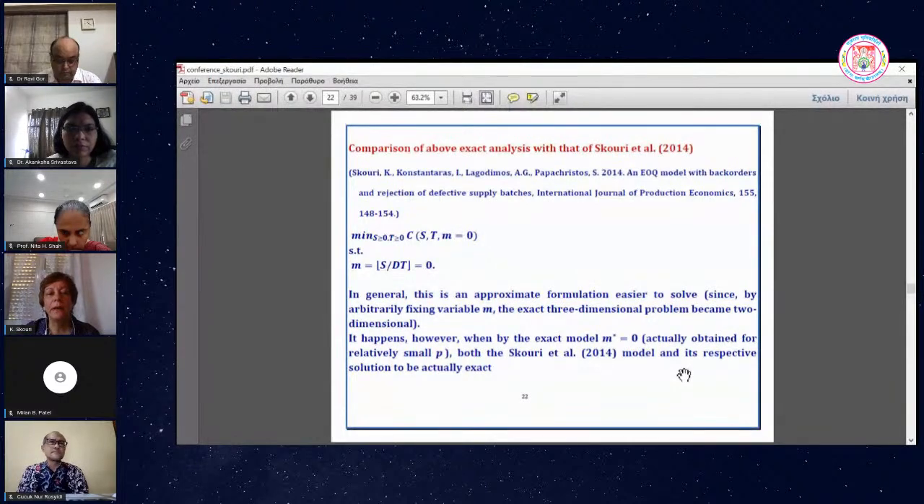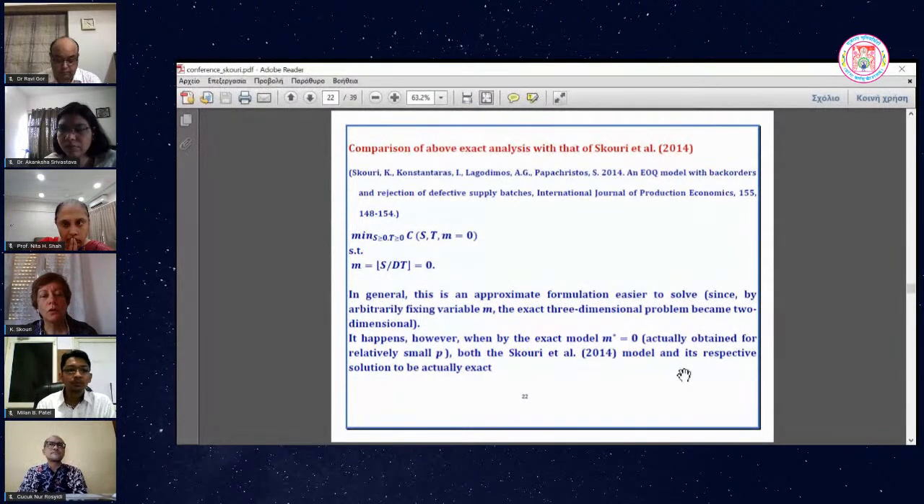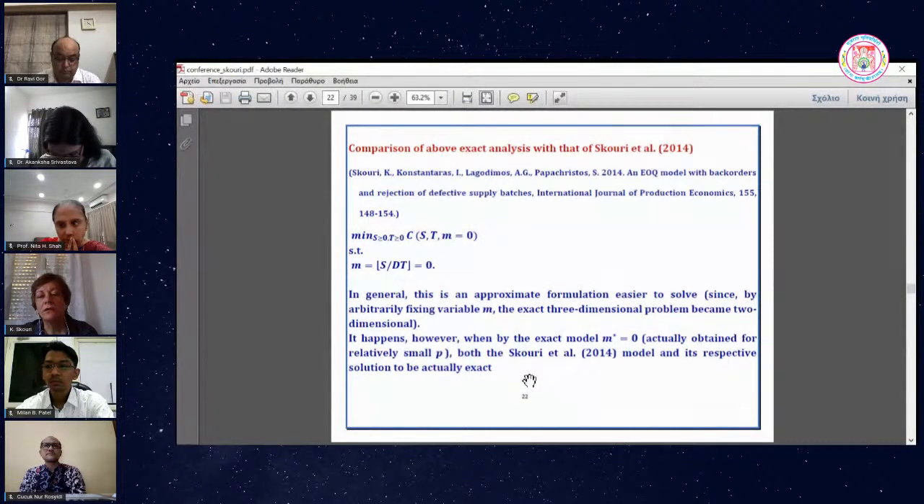Now we can compare the above exact analysis with that of our previous work. Actually, in that work we used this condition, and in general this is an approximate formulation, easier to solve, since we arbitrarily fixed m to be equal to 0, and so the exact three-dimensional problem became two-dimensional. Of course, it happens that when the exact model gives an optimal m equal to 0, which is obtained for relatively small p, both models and their respective solutions give exactly the same result.